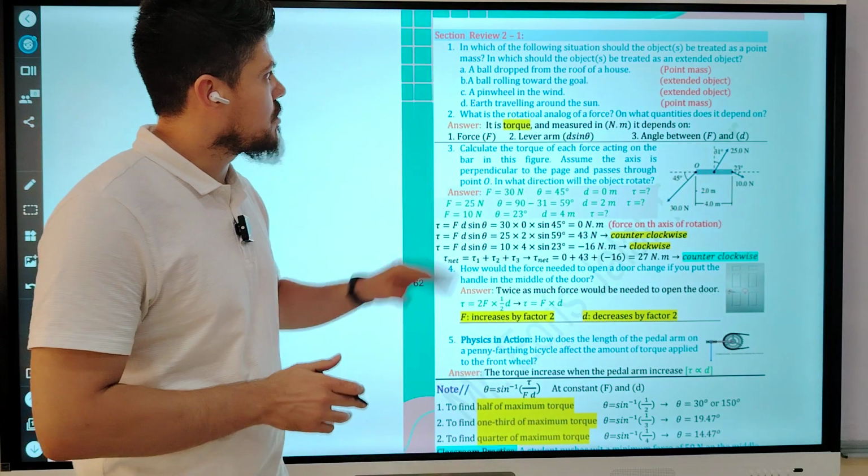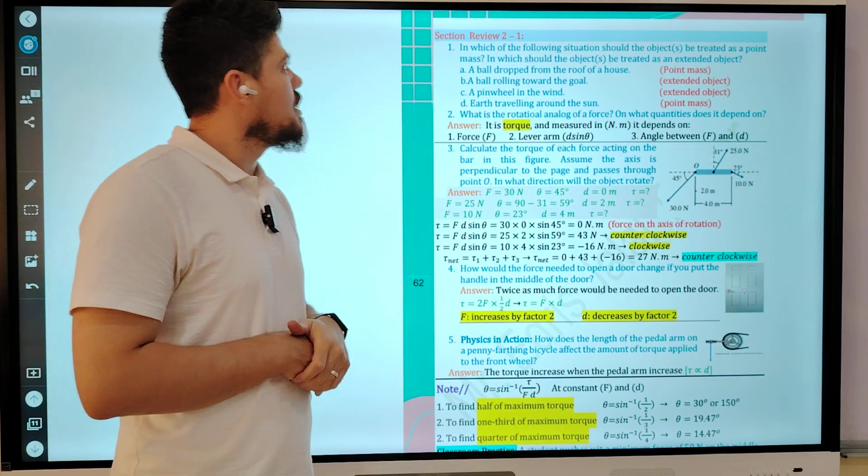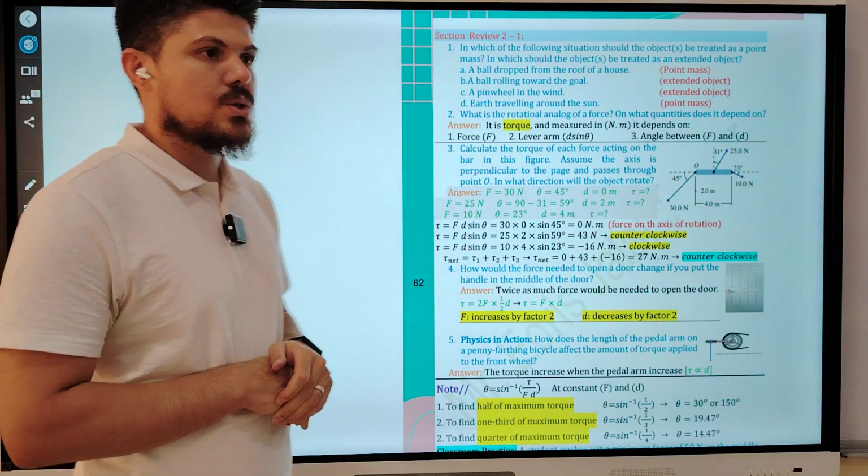As you know, in a previous lesson we stopped here, and in today's lesson we're going to solve the questions of the section review in section 1, chapter 2.